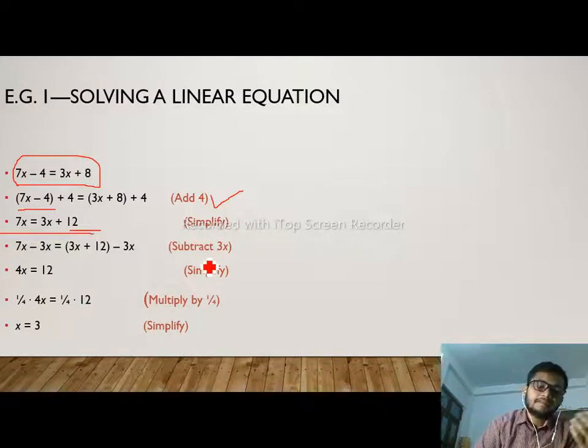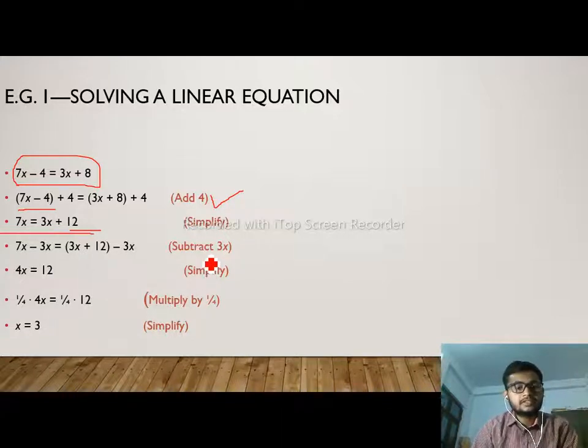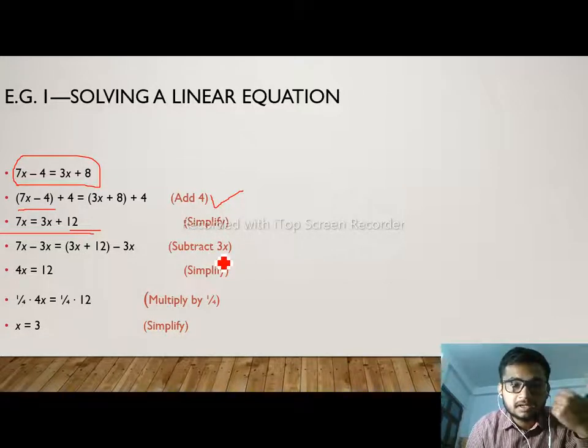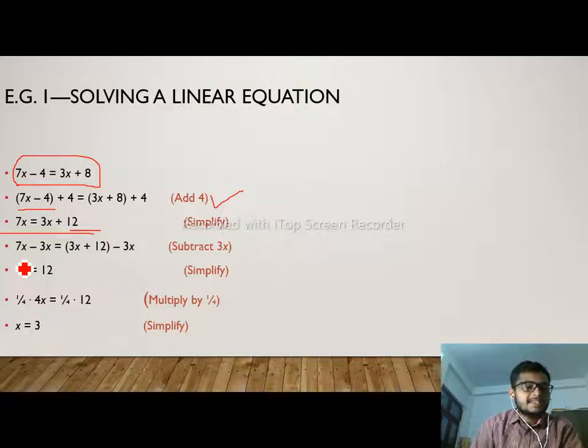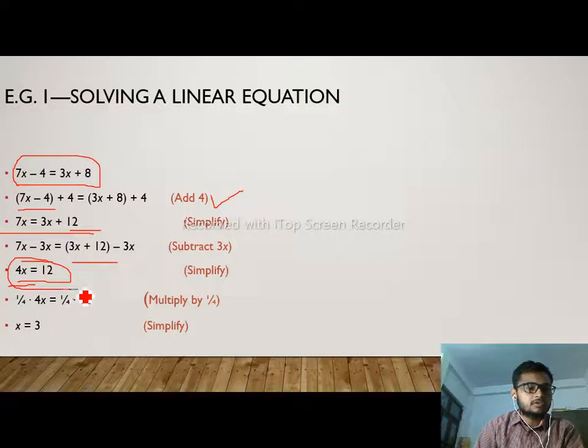Then we subtract 3x from both sides using property number 1. 7x minus 3x, and here is also 3x plus 12 minus 3x. 7x minus 3x is 4x, and after opening the bracket, 3x minus 3x becomes 0, and we get 12. So we get 4x is equal to 12.